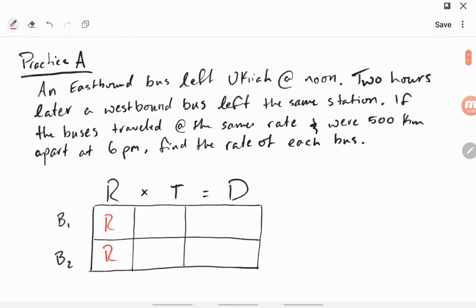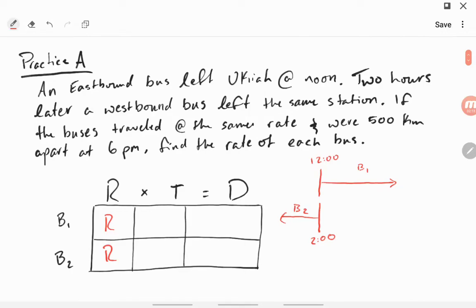Okay, so let's draw a picture of what's going on. Okay, so we've got an eastbound bus that left at noon, right? So at 12 o'clock noon, we have a bus heading east. All right, that's heading east. And this, we'll write a little B1 for bus 1. Now, 2 hours later, we've got a westbound bus. So 2 hours later, that's going to be at 2 o'clock. We've got a westbound bus.